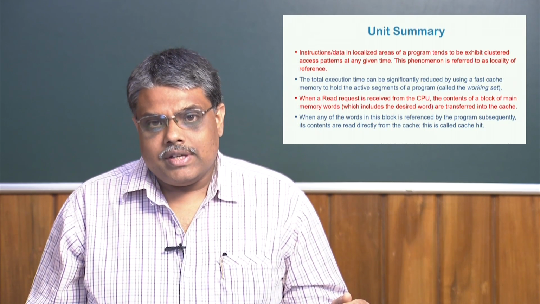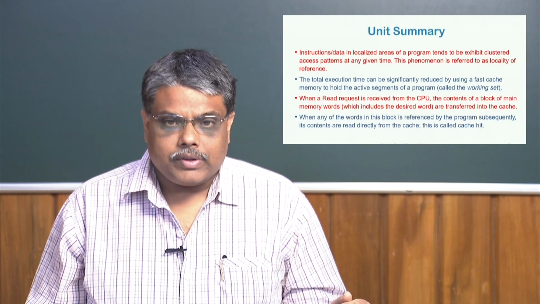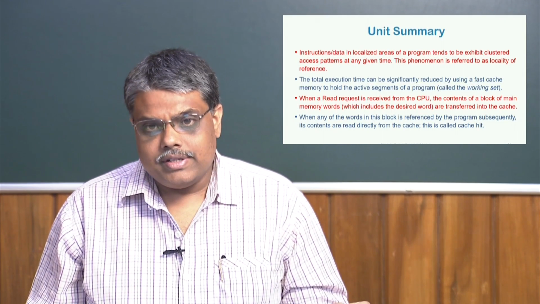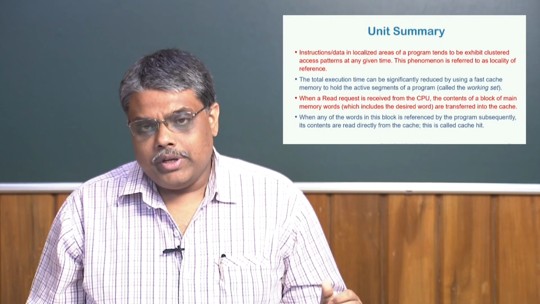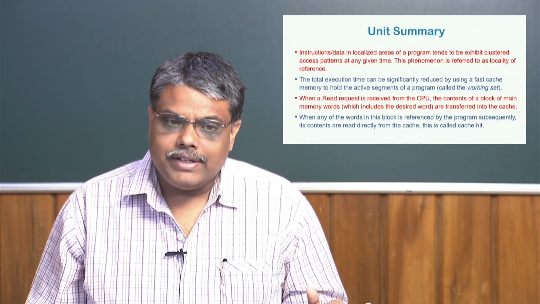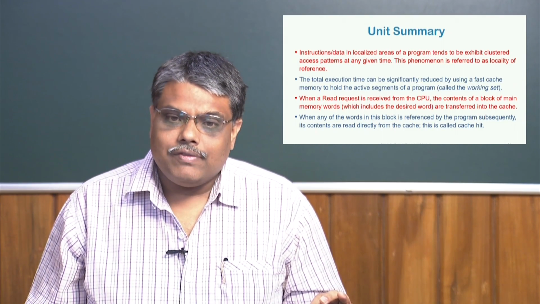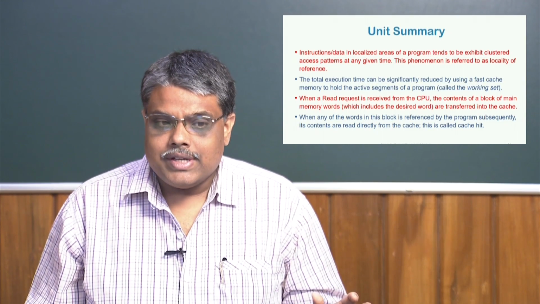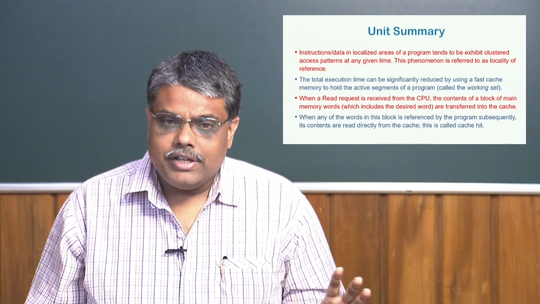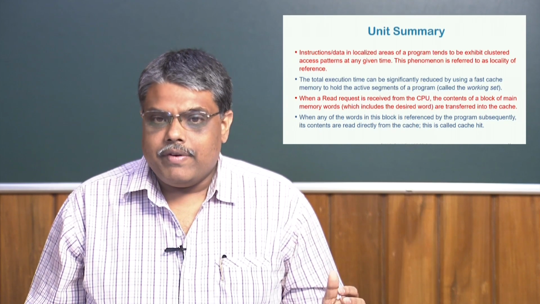When a read request is received from the CPU, the contents of a block of main memory, which includes the desired word, are transferred to the cache. We bring a block instead of a single word from the main memory to take advantage of the locality of reference, due to which subsequent accesses may be in the vicinity of this memory word, and therefore may result in hits.